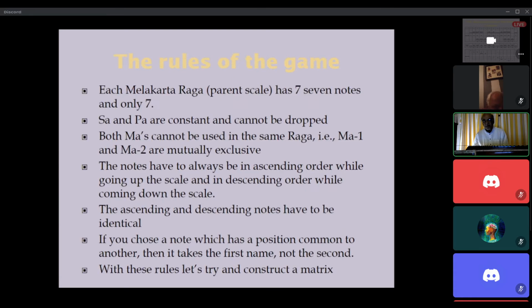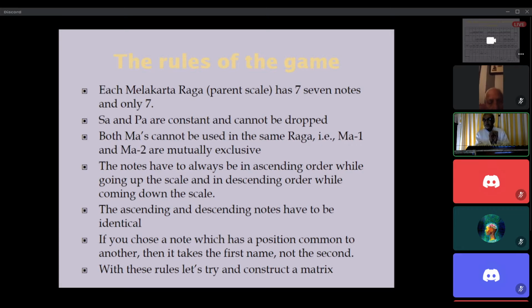Before we go into how this system, this matrix, was developed, let us go to the rules of the game. What are the rules of the game? One of the first rules is that now we have a Melakarta Raga. Melakarta Raga is a parent scale. Each parent Melakarta Raga has 7 notes and only 7, which means it can't have less than 7 notes and it can't have more than 7 notes either. So it's 7 notes and only 7.